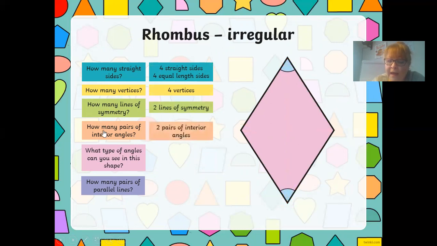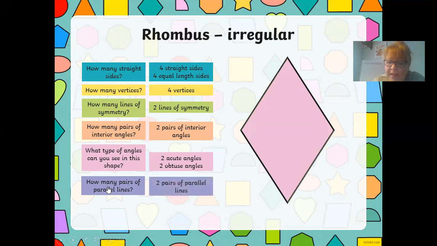It has 2 pairs of interior angles. So they're both the same size. So there's 2 acute and 2 obtuse, so those opposite angles are equal. And it has 2 pairs of parallel lines.